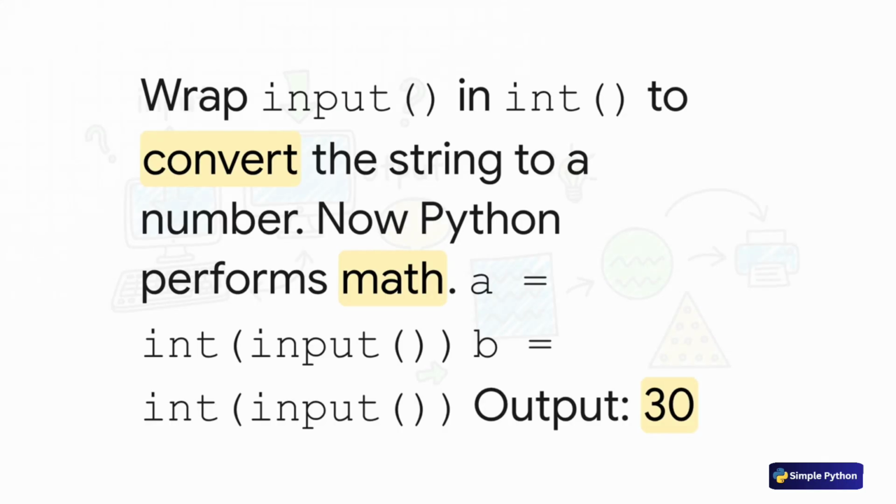Okay, now look at this. This is the right way to do it. It's a small change, but it makes all the difference. See what's happening here? We're wrapping our input call directly inside the int function. We're kind of nesting them. This forces Python to convert the string 10 into the integer 10 before it even gets stored in the variable a. So now when we say a plus b, Python sees two actual numbers, does proper math, and boom, we get 30, exactly what we expected.